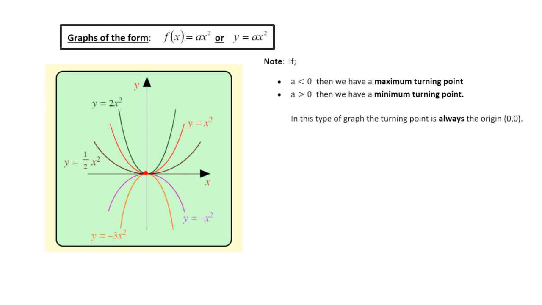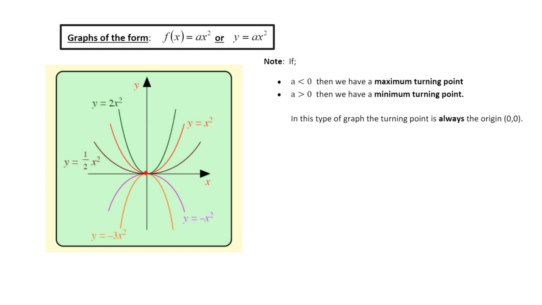Going to continue with the quadratic graphs, but we're going to focus today on the form ax squared, or f of x equals ax squared and y equals ax squared. Now, what's important about this form of graph is that they always pass through the origin. It's just whether they pass through at a maximum turning point or a minimum turning point. And that obviously depends on whether you have a smiley face or a sad face.